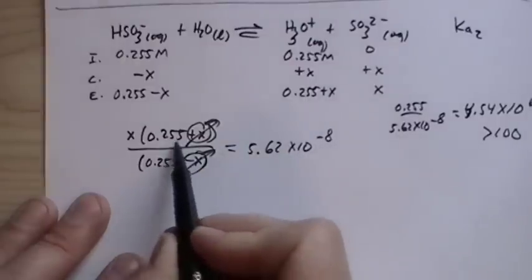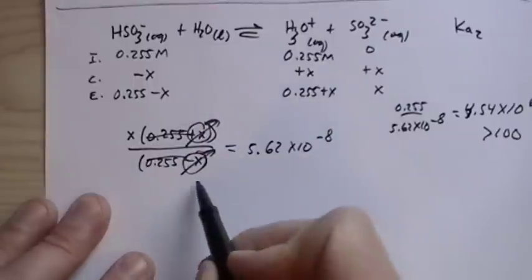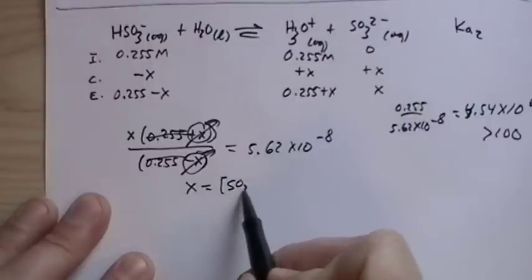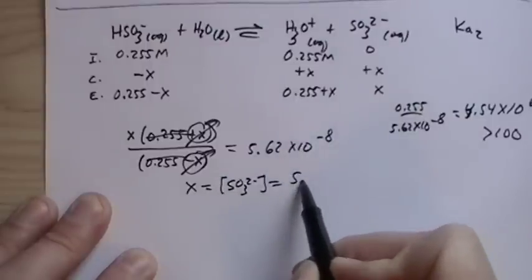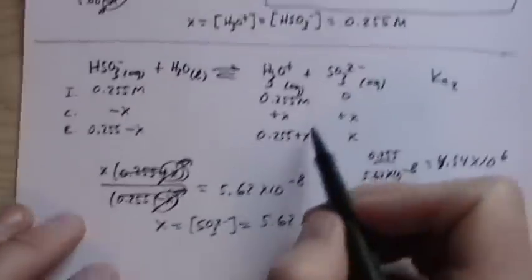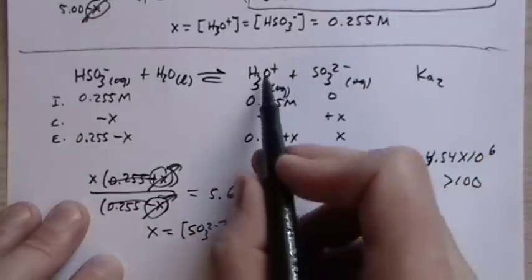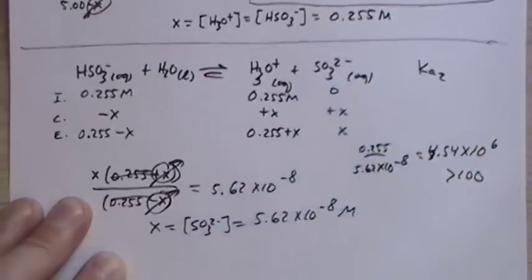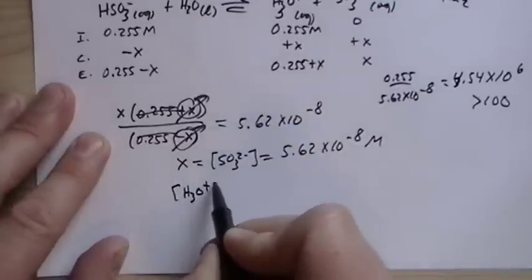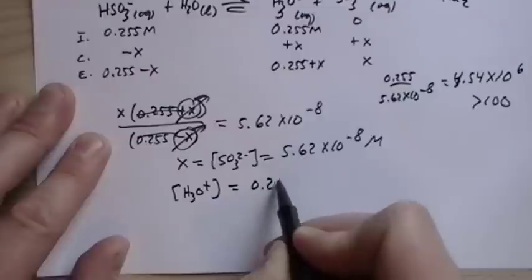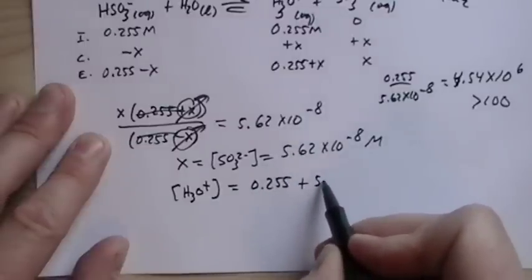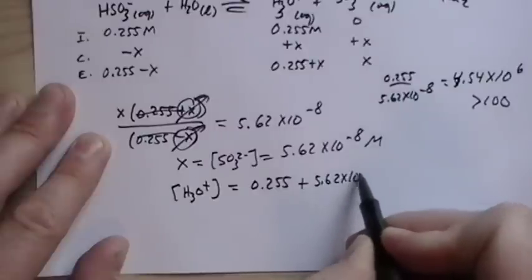Now look, since these are the same number, those cancel. So a nice little thing happens here. This concentration, which is the concentration of SO3 2 minus, is 5.62 times 10 to the minus 8 molar. Now it's not the concentration of the H3O plus like it normally is, because the H3O plus already has the 0.255 here. So the concentration of hydrogen ion is 0.255 plus x, or 5.62 times 10 to the minus 8.